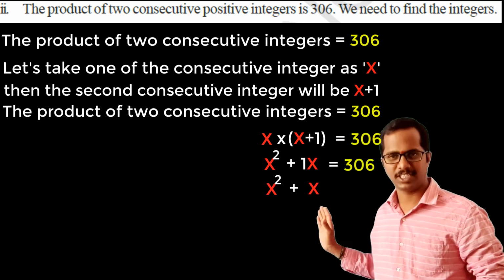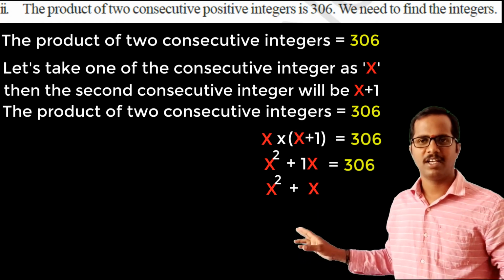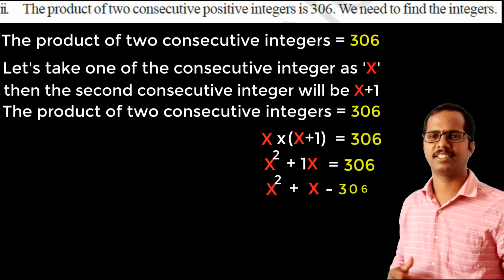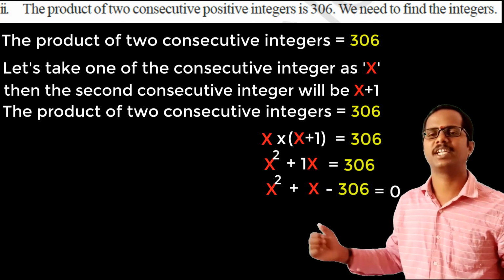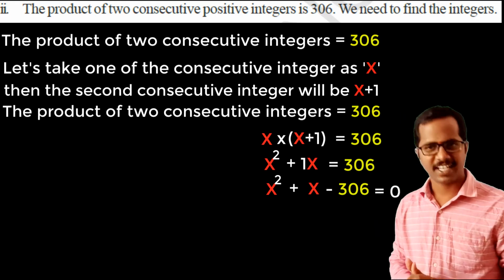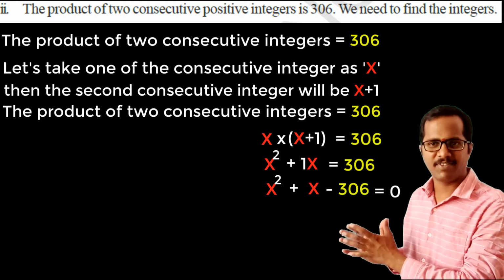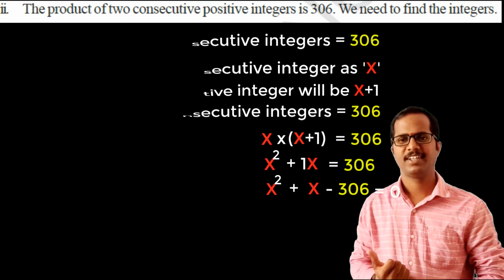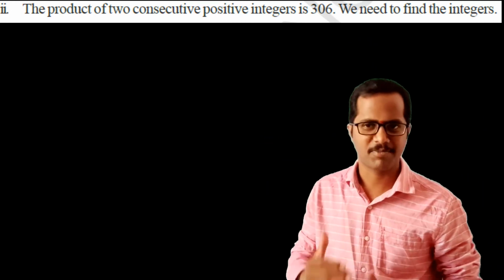If we transpose this 306 to the left hand side, we get minus 306, which equals 0. So we get x square plus x minus 306 equals 0, which is the required quadratic equation to represent this situation. Now let us see the next problem.